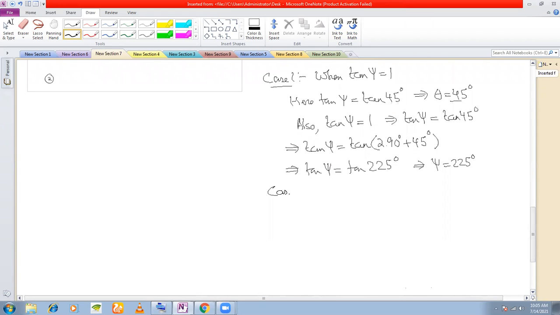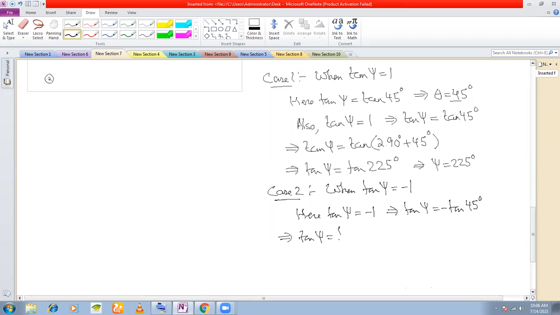Case 2, let us now take the negative sign. When tan psi is equal to minus 1. Now here tan is negative, right? So tan psi is equal to minus 1 means tan psi is equal to minus tan 45. That means tan psi is equal to tan minus 45. But we cannot have a negative angle, right? So therefore, in which quadrant is tan negative? Tan is negative in the second quadrant, right? So we look for a solution in the second quadrant.